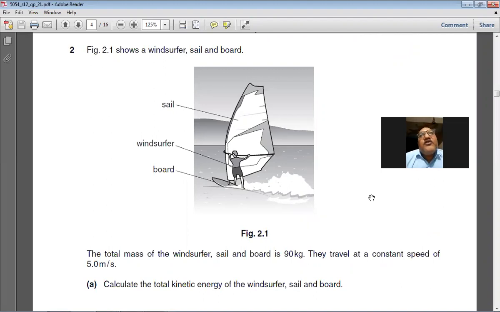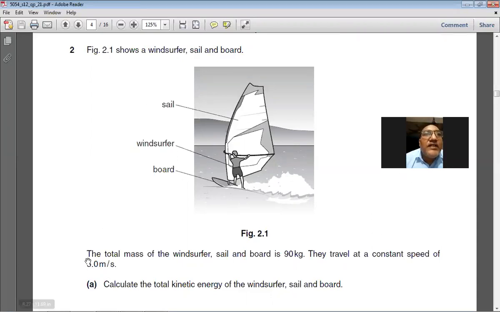It's very easy, if you want to find out the total kinetic energy, you should know the formula. The formula for the kinetic energy is 1 by 2 mv square, where m stands for the mass and v stands for the speed or velocity. We know the mass is 90 kg and the speed is 5 meter per second. Just put the values in that formula. Kinetic energy is equals to 1 by 2 mv square.